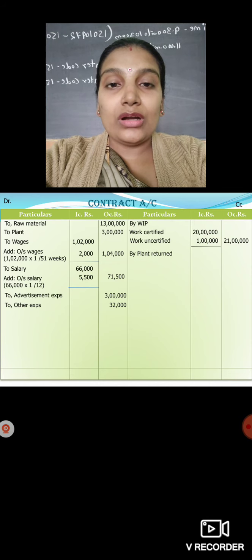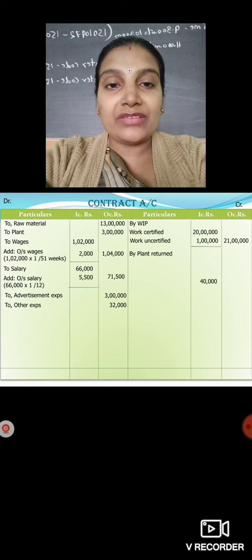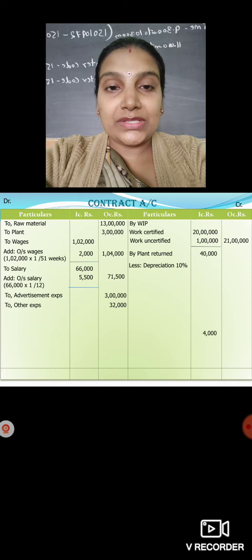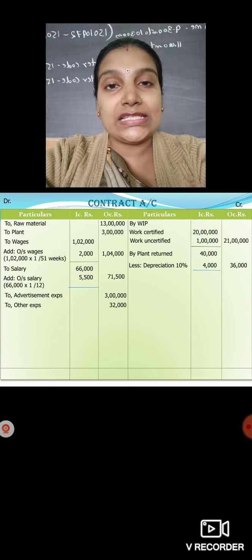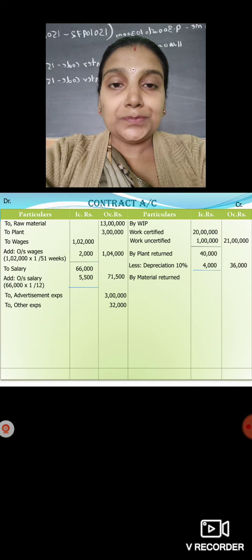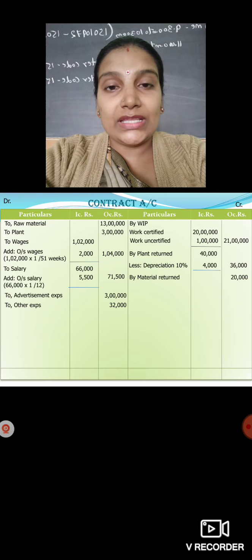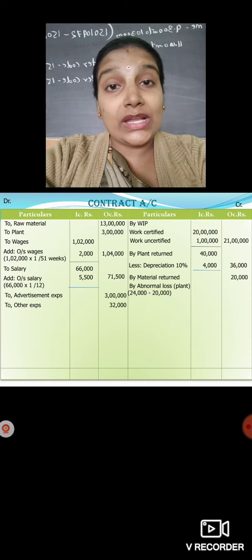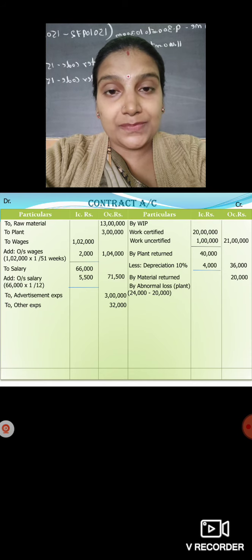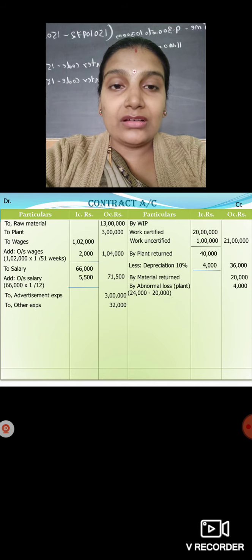Then you have to record plant returned. How much have we returned to stores? 40,000 less depreciation 10%, 4,000. So plant returned we have it as 36,000. Then material returned 20,000, directly you should record. Then abnormal loss, plant we have lost, right? 24,000, and 20,000 we claimed from insurance. So 4,000 we are in a loss.